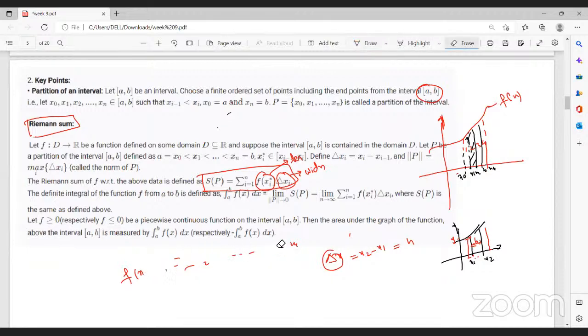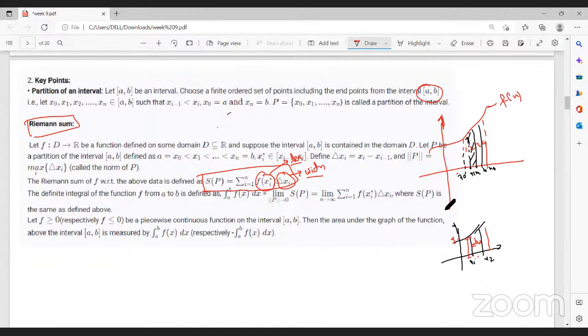This is the length, f of x. Sir, is it mandatory that delta xi should be of equal width? No, it is not mandatory. It can be varying also. It will be given in the question. See, up till now, this is the length and this is the width, and we are getting the area of the rectangle here.